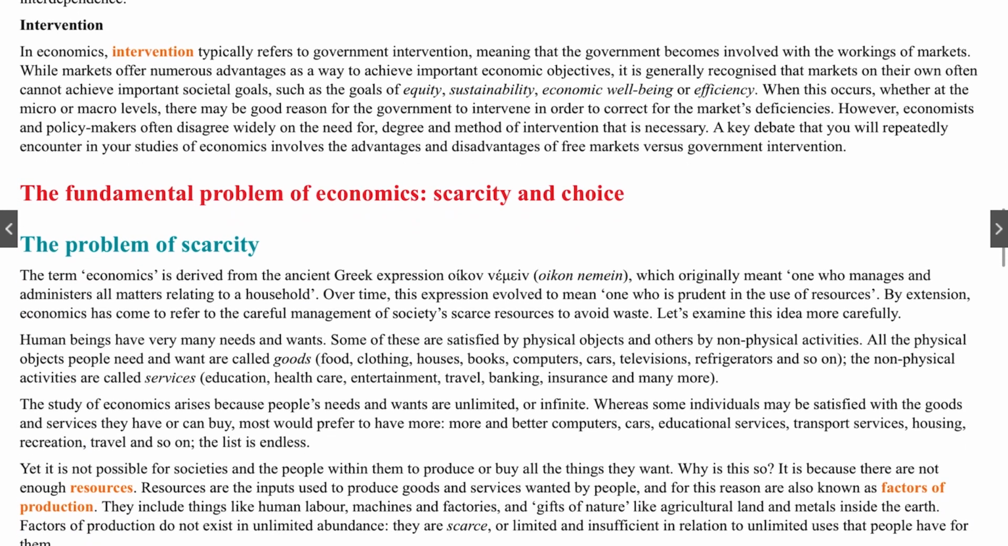Lastly, we have intervention, which typically refers to government intervention, meaning that the government becomes involved with the working of markets. An example that also has to do with sustainability is when governments intervene to have more sustainable economic development, such as green farming, organic farming, promoting veganism, things like that. So those were all the key concepts.